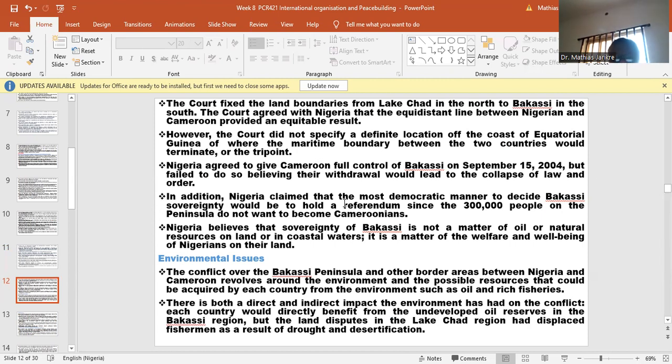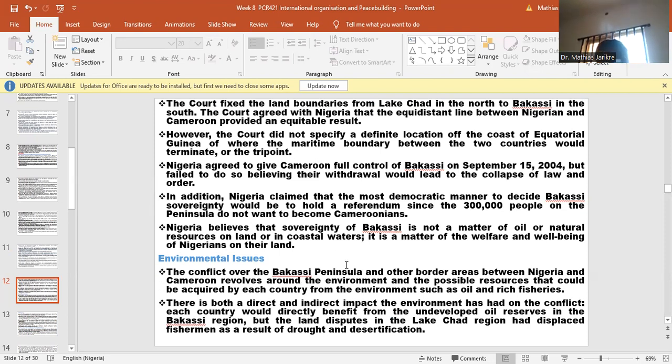In addition, Nigeria claimed that the most democratic manner to decide Bakassi's sovereignty would be to hold a referendum, since the 300,000 people of the peninsula do not want to become Cameroonians. Nigerians believe that sovereignty of Bakassi is not a matter of oil or natural resources on land or in coastal water. It is a matter of welfare and well-being of Nigerians on the land, and environmental issues.